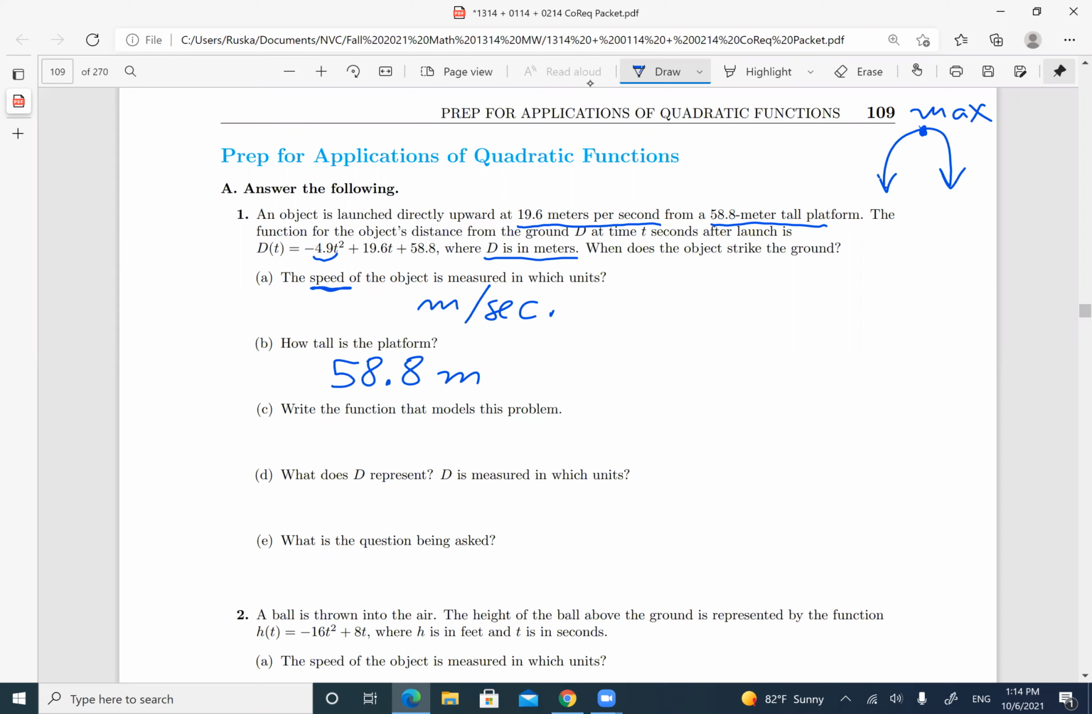Write the function that models this problem. So where is the function? The function is d of t equals, this is the function, right? So that's the function we have, and I'm going to rewrite it: negative 4.9 t squared plus 19.6 t plus 58.8.